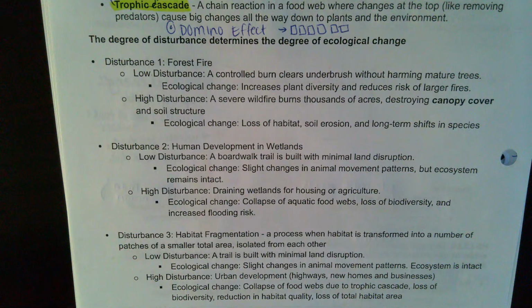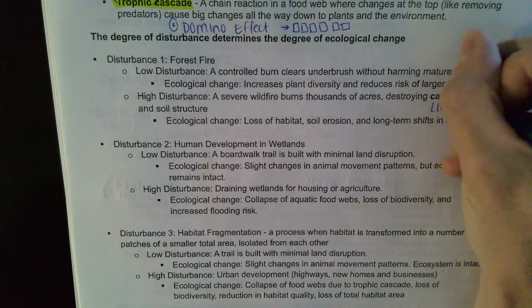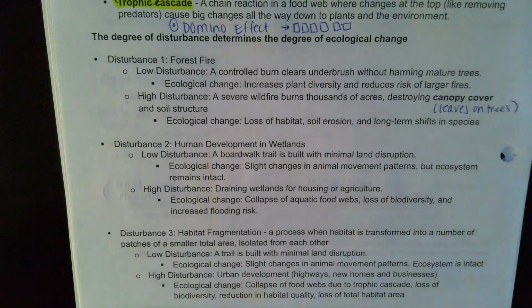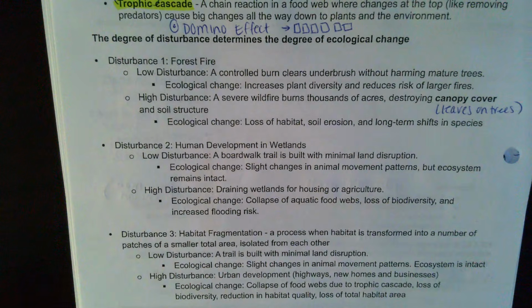It says it destroys canopy cover. Canopy cover is referring to the fact that if you've ever been on a hike, let's say in a wooded area, you'll notice that in the spring and summer, there are lots of trees that have their leaves, and those create a lot of shade. That's what the canopy cover is. When there's a big fire as well, that's going to have an effect on the soil, right?